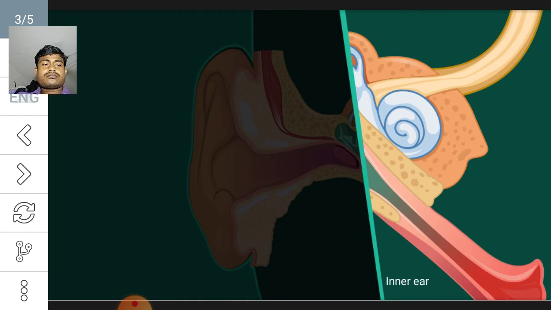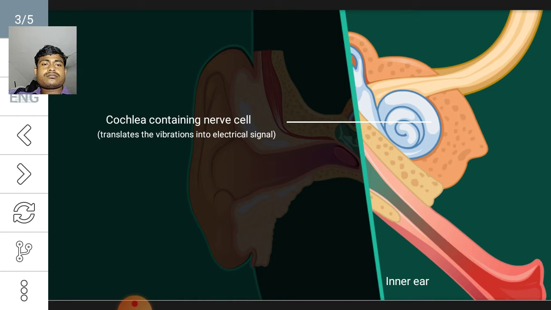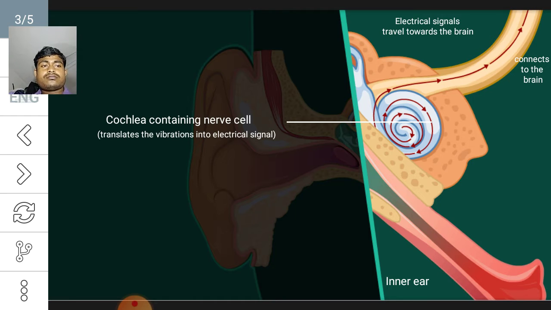The inner ear consists of the cochlea, which is a small spiral-shaped organ that contains many hair cells for detecting vibrations. The cochlea transforms the vibrations into electromagnetic impulses, which are then carried to the brain through auditory nerves.